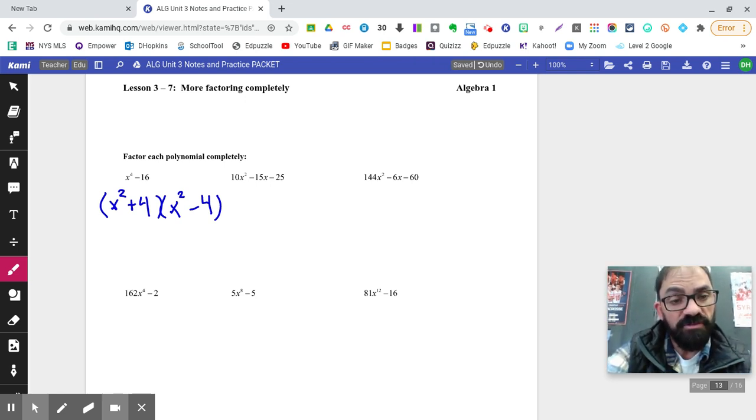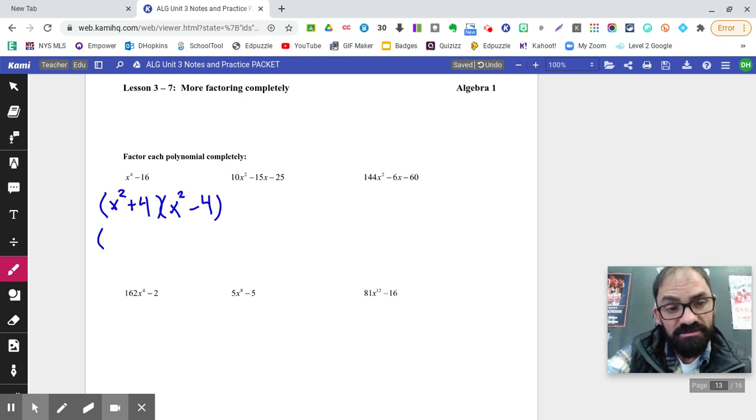Now let's look at the factor on the left. X squared plus 4. Is that a perfect square? It is not. Remember, they have to be separated by a minus. Let's look at the factor on the right. X squared minus 4. That is a perfect square. So bring the first one down.